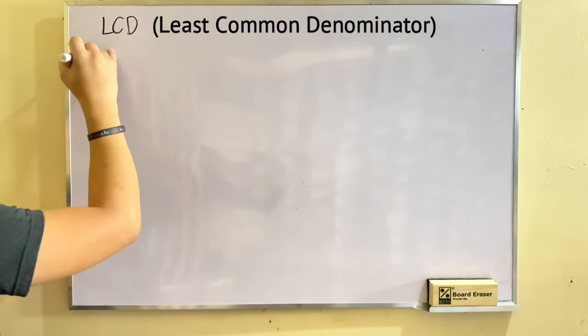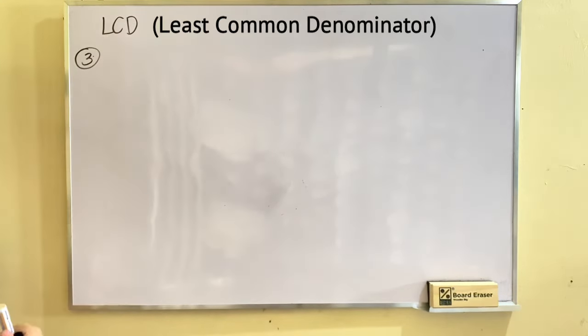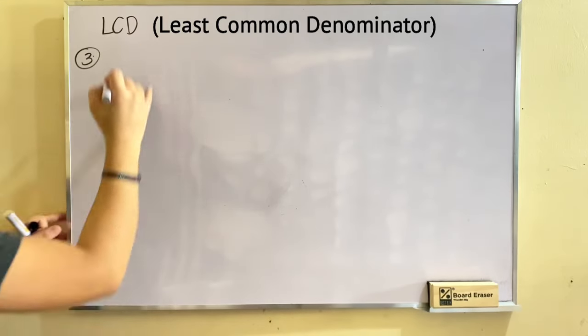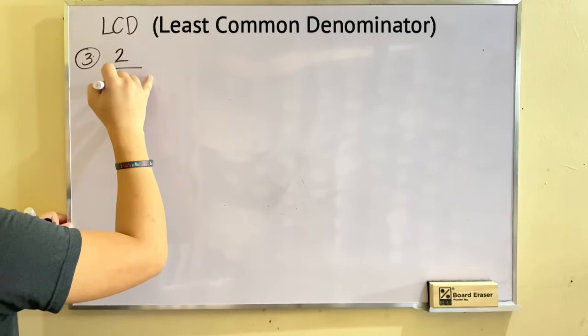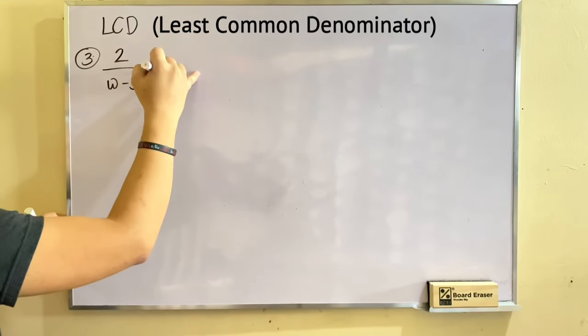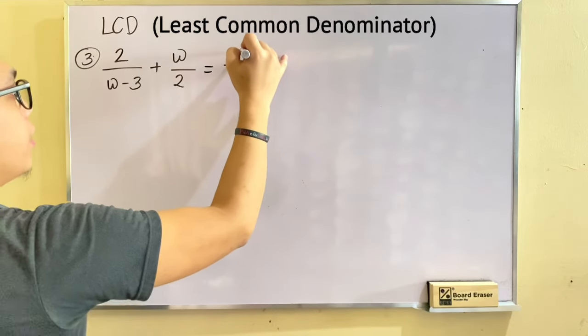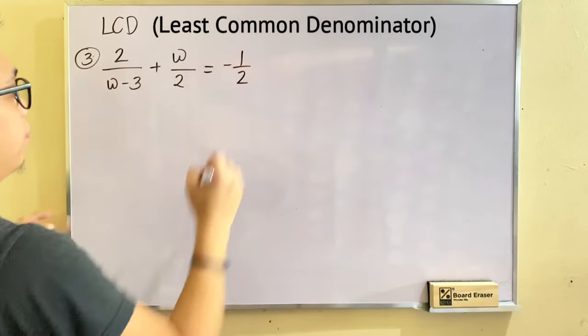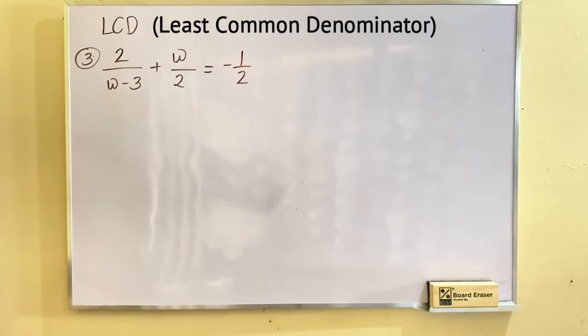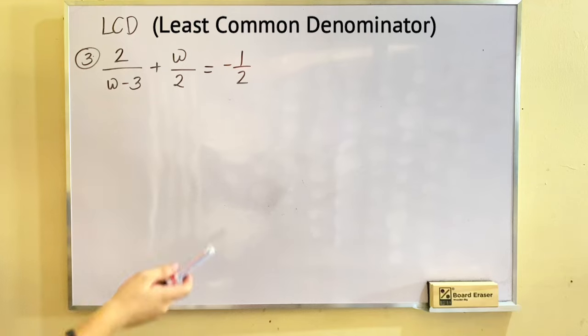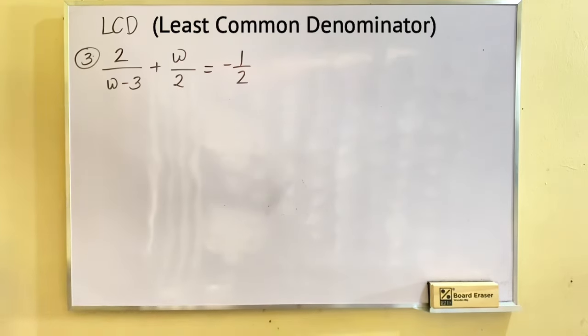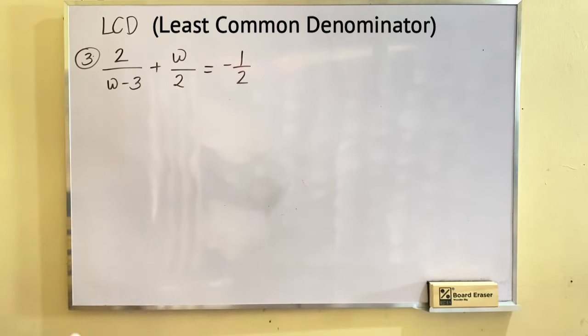Okay, another example tayo. Ang equation nating ibibigay is 2 over W minus 3 plus W over 2 is equal to negative 1 half. So, meron na tayong whole equation. Bakit siya may equation? Sinabi kong equation kasi may equal sign na siya. Hahanapin daw natin yung LCD.